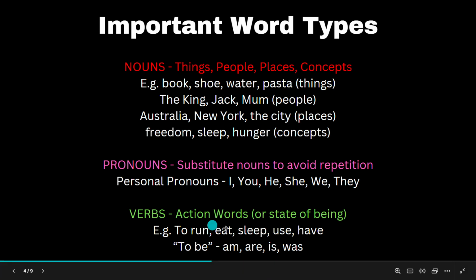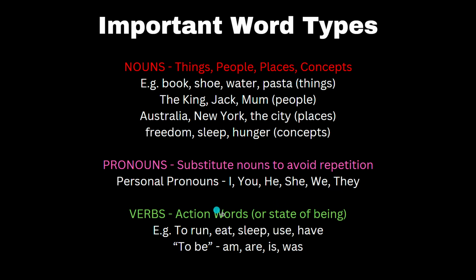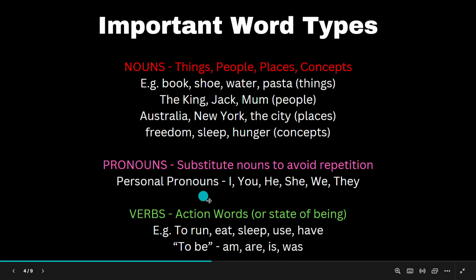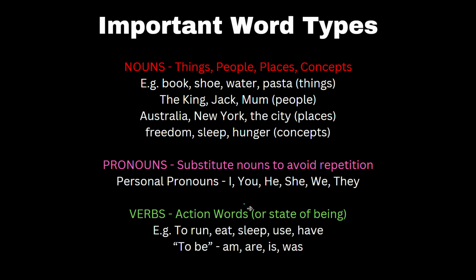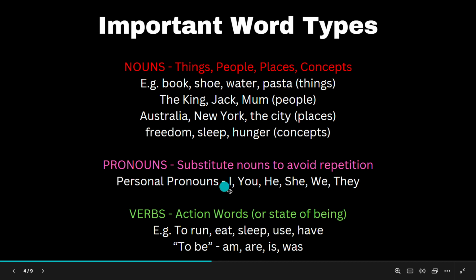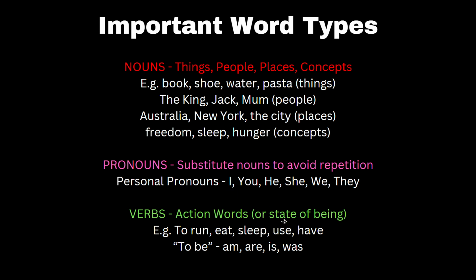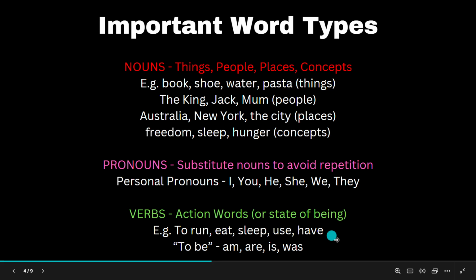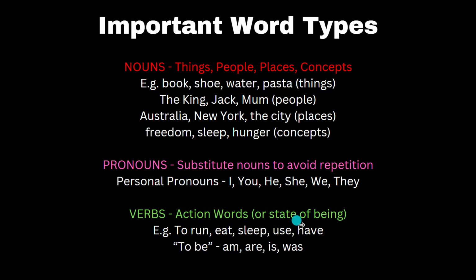So yeah, the third of the important word types is verbs. Verbs are basically action words or states of being, but they're mostly action words. For example, running, eating, sleeping, using, having, to dream, to jump, they're all action words, and that's what verbs are. You might say, I run, she dreams, he eats. Those action words are verbs. They mean you're basically doing something.